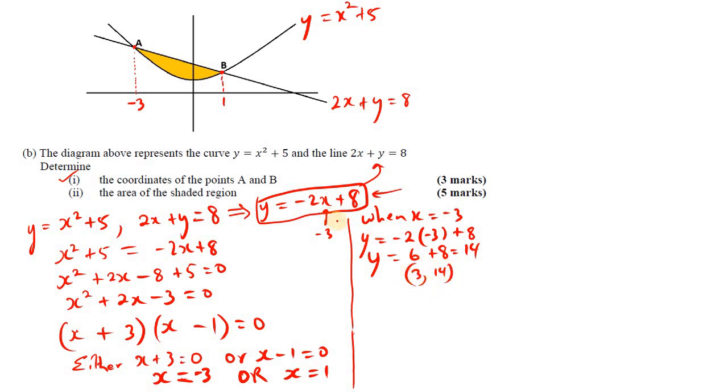So that's a point, right? That's point A, obviously, because x is negative 3. So when x is negative 3, the y value is 14, right?